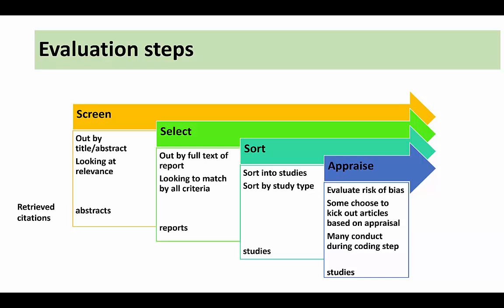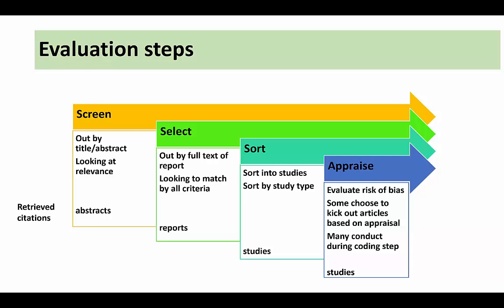The other thing that I did on this slide was I put down at the bottom what to call things, because as you're going through these steps, what you're working with kind of changes. When you're first doing your searches, you're retrieving citations. And citations are what you're putting into wherever you're going to do your sorting. When you're screening, this is when you're doing title abstracts, so I usually just call those abstracts. The next part, when you're getting to the full text, those are reports.